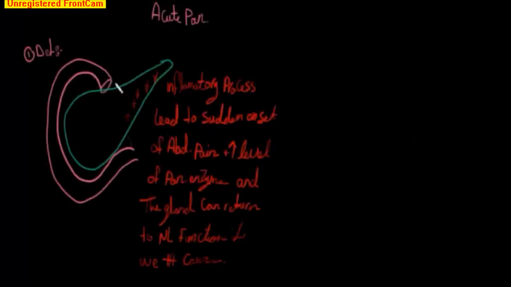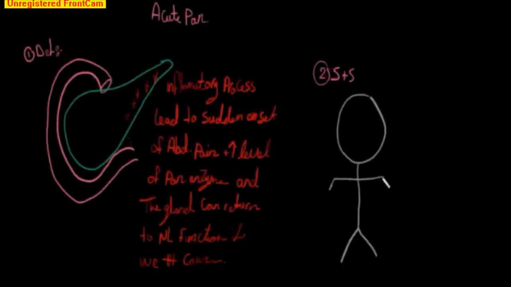So now here is the examination. The second thing is the signs and symptoms. How will your patient come to you? Mostly patients come to the ER complaining of severe epigastric pain. This pain is severe and sudden in onset. It is radiating to the back, so don't miss this pain. It's in the epigastric area, here it is, and it radiates to the back. It is associated with nausea and vomiting.